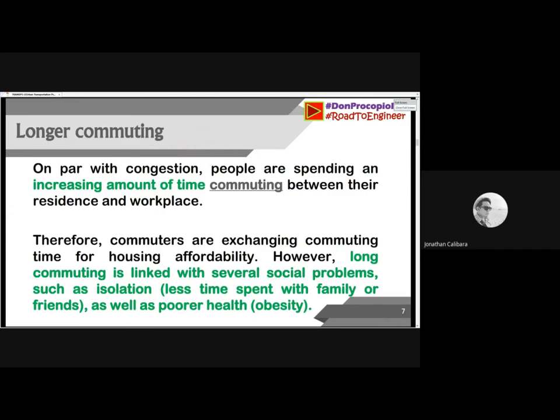This longer commuting can cause problems. So longer commuting is exceptional, if you do not know your route, or if you do not know which vehicle you are going to take. Sometimes it excuses everyone. If you are riding a taxi, okay, fine. But if you are riding a jeep in particular, it will take time.